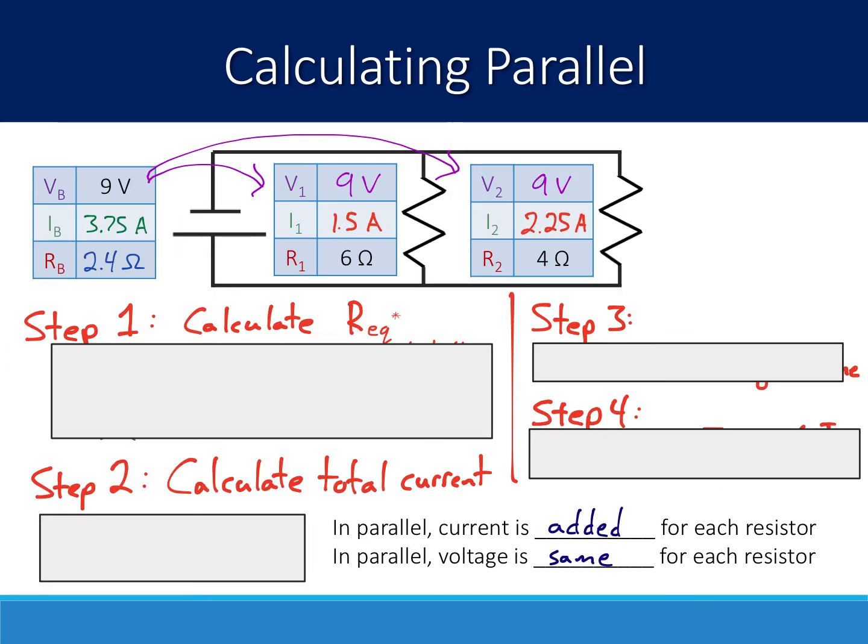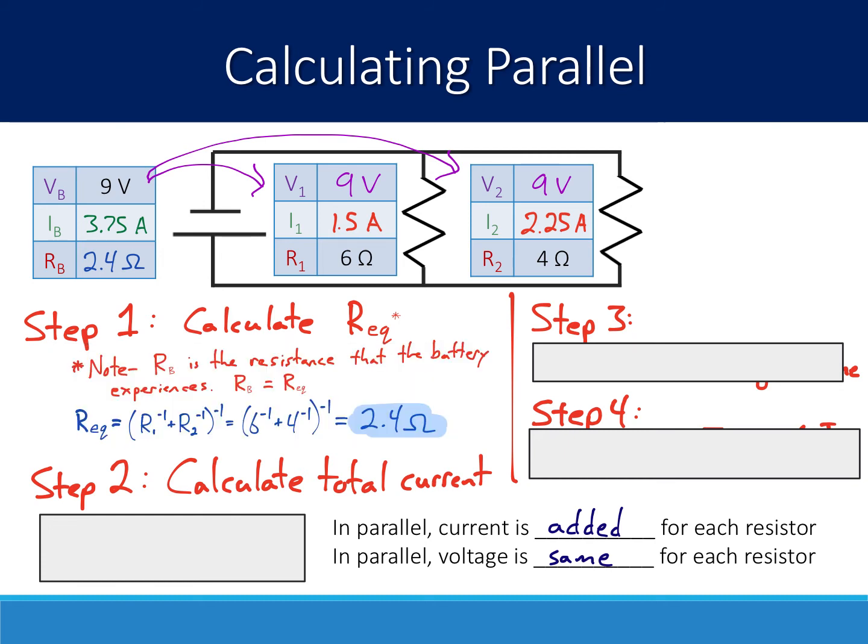All right, what does this look like for a parallel circuit? The same exact thing, except in parallel, we're going to pay really close attention to the parallel rules. For parallel, current is added across each resistor, and voltage is the same across each resistor. All right, so always think about the first step. We're going to come back and calculate our equivalent resistance. Parallel, mind you, we're going to use the inverse. So the inverse of resistance 1 plus the inverse of resistance 2, then take the reciprocal of that answer, will give me 2.4 ohms. That becomes the resistance that the battery experiences.